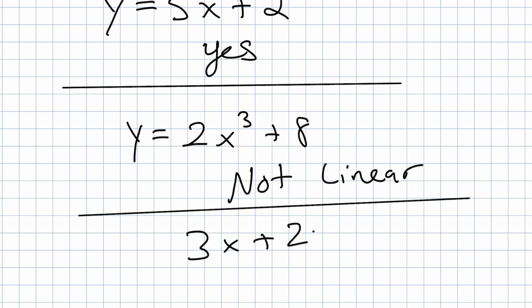3x plus 2y equals 6. Now, this looks a little bit different, but let's look at the variables and their exponents. Are the variables' exponents equal to 1? Well, there's nothing written there, so they are equal to 1. Therefore, this represents a linear equation.